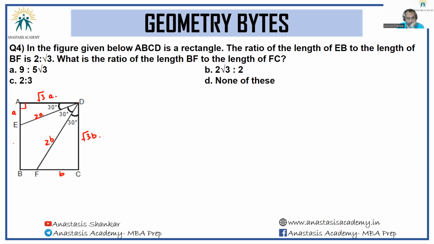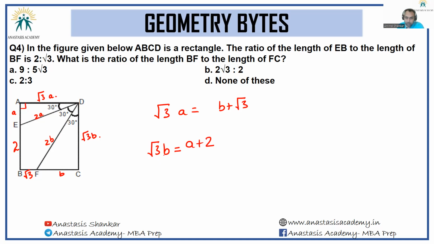Additionally, we were told the ratio of EB to BF is 2 is to root 3. Finally, I just need the ratio, so I'm taking this as 2 and this as root 3. Now I've got two equations for A and B. Root 3A is equal to B plus root 3. And the other equation I have is root 3B is equal to A plus 2.